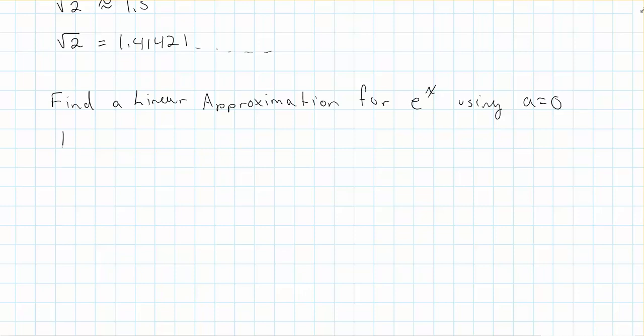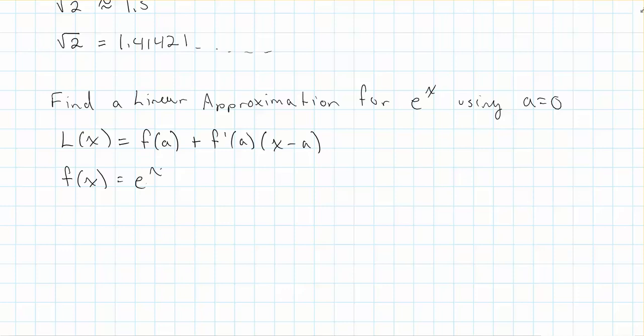Alright, so I'm just asked to find this equation, L at x. Well, the linear approximation, remember, is f at a plus f prime at a times x minus a. And so what we get here is f at x is equal to e to the x. f prime at x, of course, is still just e to the x.